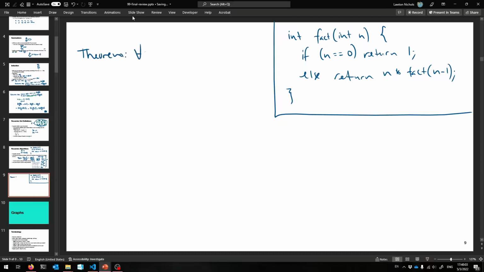It's for all n, for all calls to factorial, for all n, fact of n is equal to the real factorial. Fact of n returns n factorial. That's kind of what I want to say there. And so this is my predicate. This is my P of n. And so our base case, I guess n greater than or equal to 0 is what we want to really say here. My base case then is P of 0.